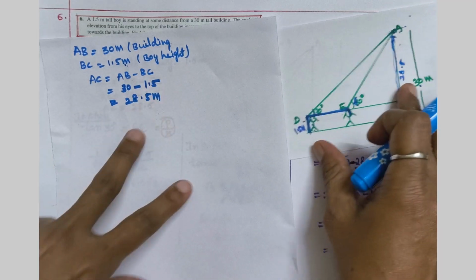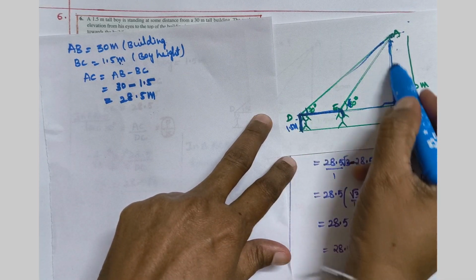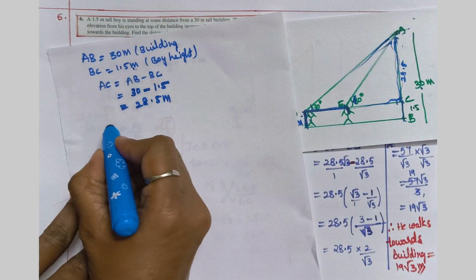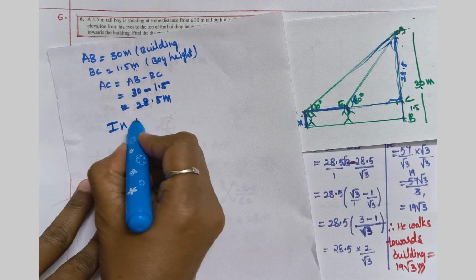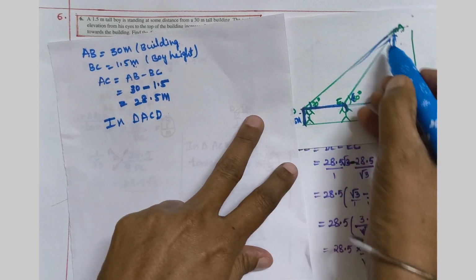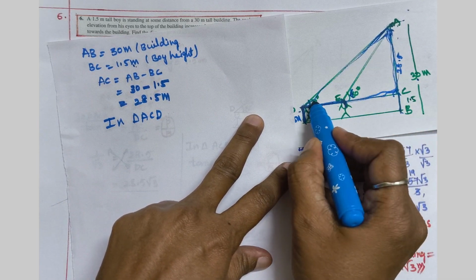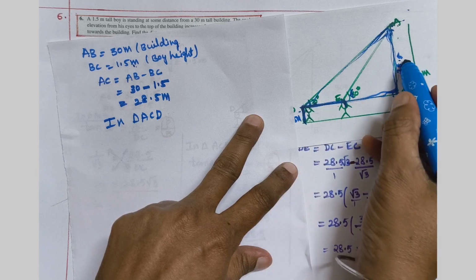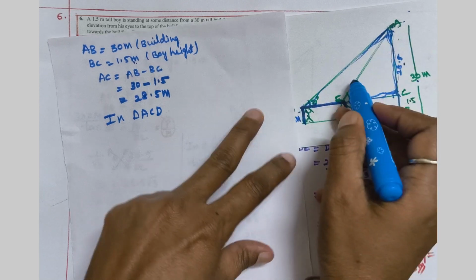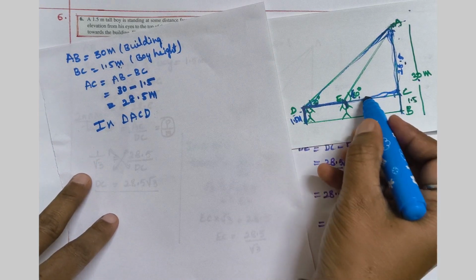Carefully listen. Now see here. First we will use this triangle, the ACD triangle. In triangle ACD, we will use tan. Tan means what? Perpendicular by base. Here the angles are 30 degrees and 60 degrees.